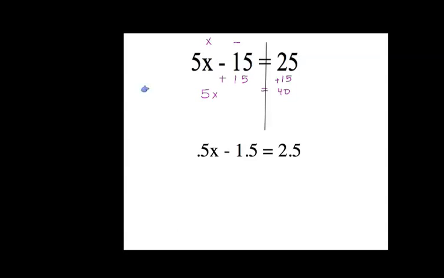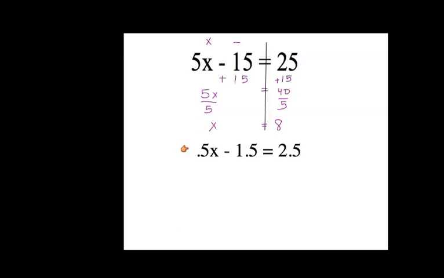Now I can divide, the opposite of multiplication, divide both sides by 5, and I solve that x is equal to 8. 5 times 8 is 40. 40 minus 15 is equal to 25. So now I have 0.5 times x minus 1.5 is equal to 2.5. My decimal place moved the same number of times in all 3 of my numbers, so my answer is actually going to come out to be the same here.